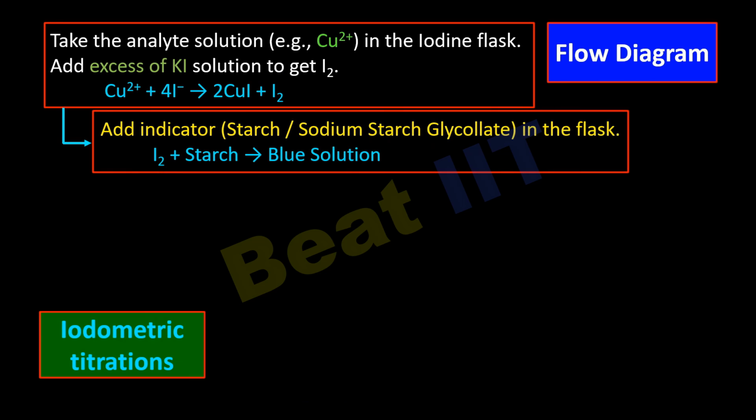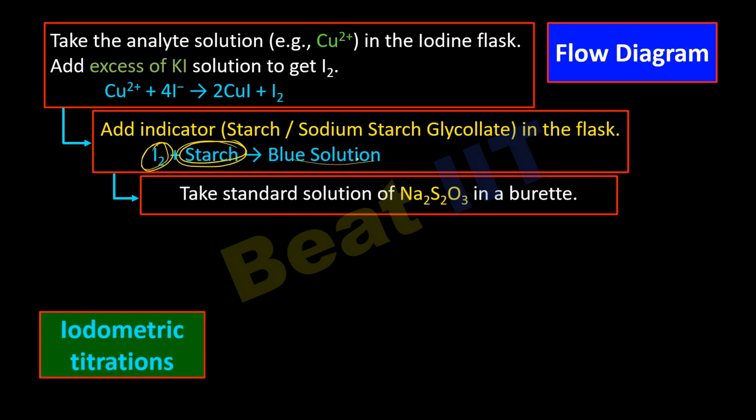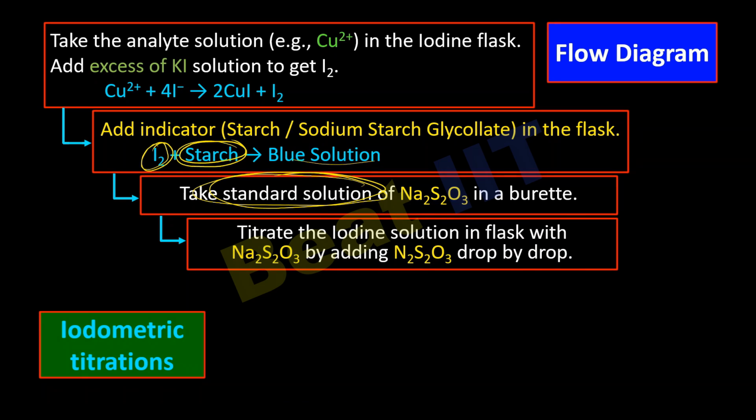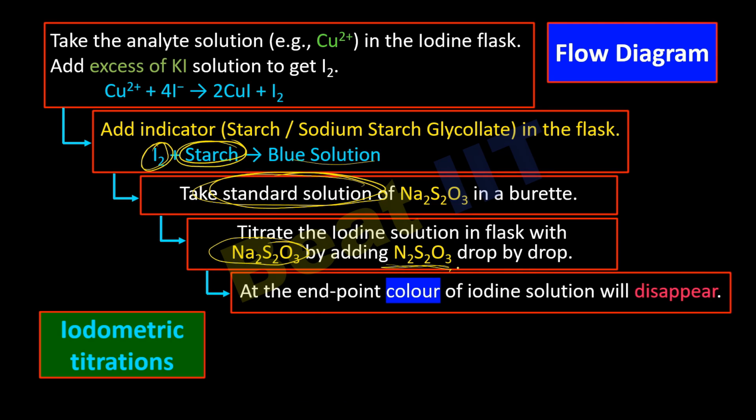Then you add the indicator, starch or sodium starch glycolate, in the flask, so that iodine along with starch will give us a blue solution. Take a standard solution of Na2S2O3 in the burette. Standard solution means of known strength. We already know the molarity of this particular solution. Titrate the iodine solution in the flask with sodium thiosulfate from the burette by adding it drop by drop. At the end point, the color of the iodine solution will disappear.